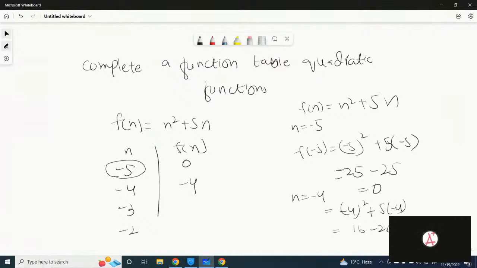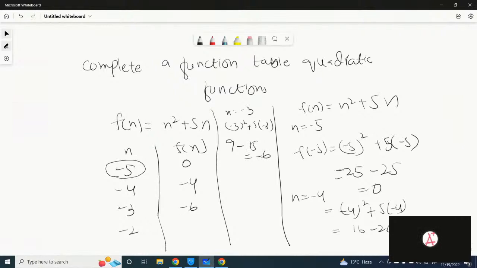Got it? Now just replace the n with negative 3. So n equals negative 3. It would be negative 3 square plus 5 times negative 3. So negative 3 square is 9, and 5 times negative 3 is negative 15. It would be negative 6. Got it? Okay, the next one is n equals negative 2.